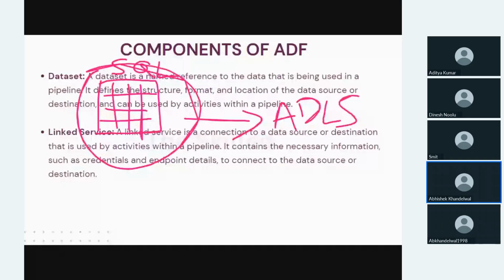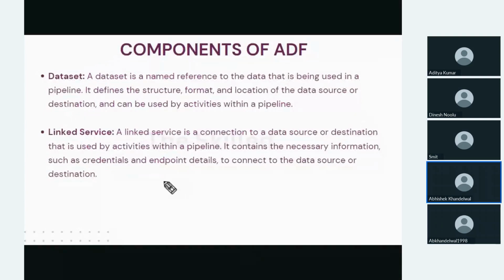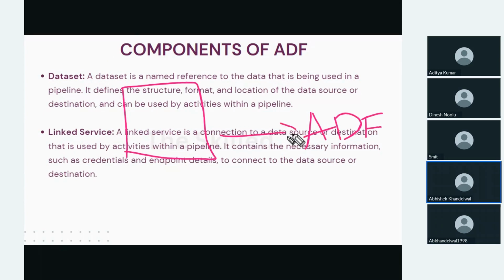Now for example, if I have my SQL database over here, and I have my ADF over here, ADF needs to connect to that data source, my SQL data source, using a linked service. When a linked service is created, my ADF will be able to connect to my SQL source. Using the linked service, I will then connect to the actual data or actual tables that are present in my SQL.